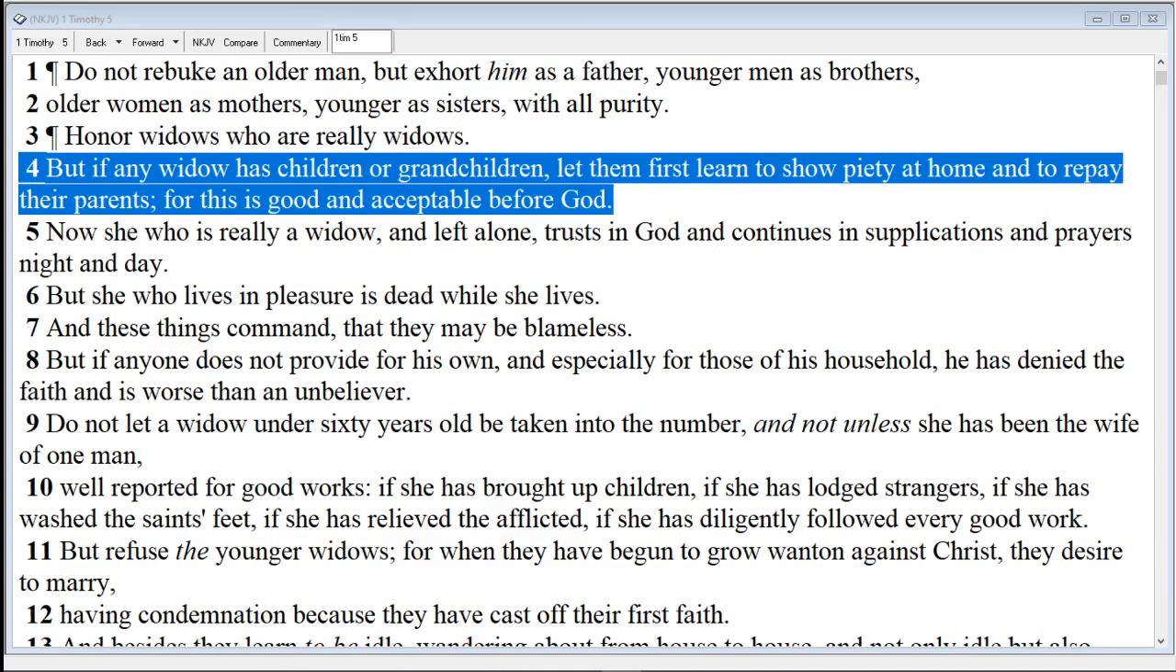The Bible is suggesting to us here that both children and grandchildren are obligated by the institution of the family to show piety at home and repay. This is good and acceptable before God. Did you catch that? Children and grandchildren.